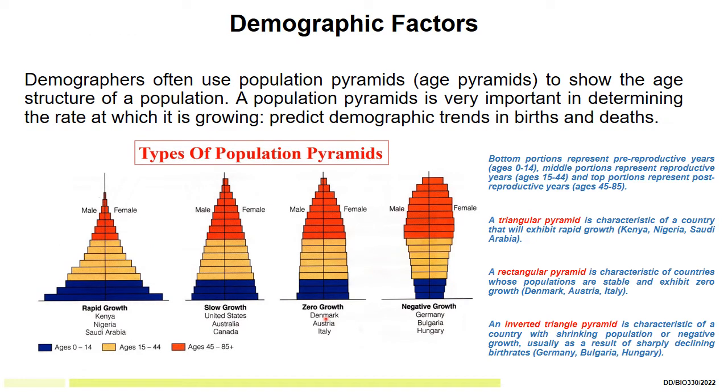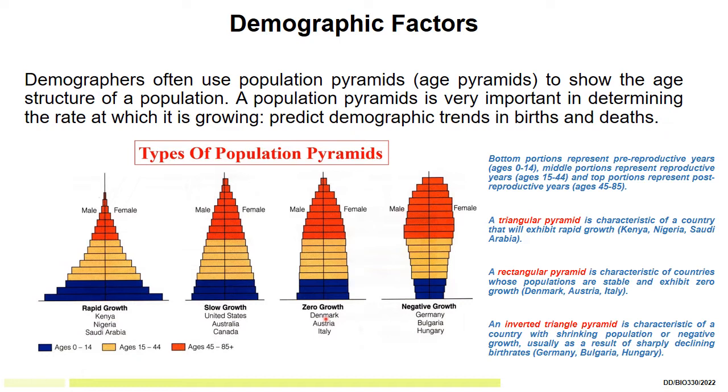Demographers often use population pyramids or age pyramids to show the age structure of a population. A population pyramid is very important in determining the rate at which a population is growing, or to predict demographic trends in birth and death. There are a few types of population pyramid, for example, triangular pyramid, rectangular pyramid, and inverted triangular pyramid.